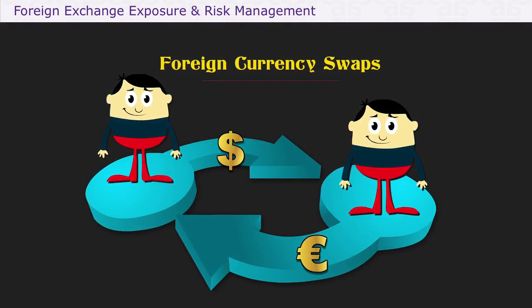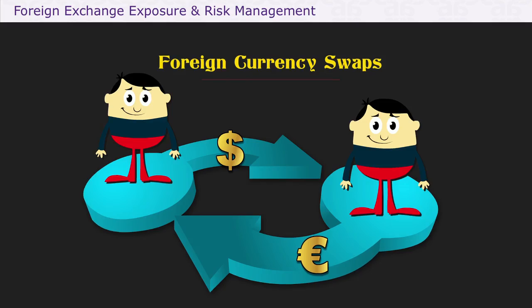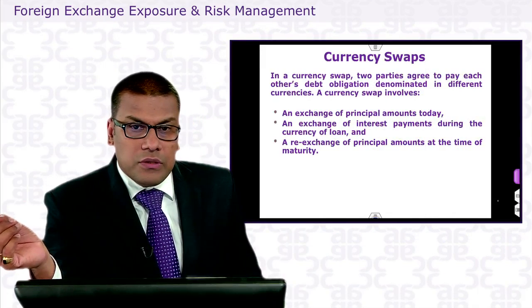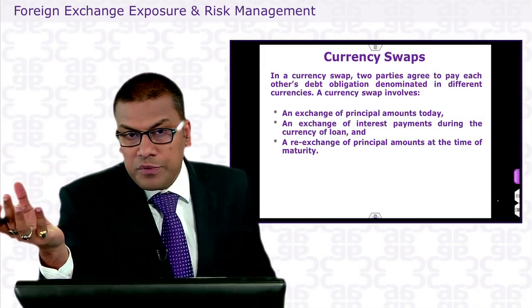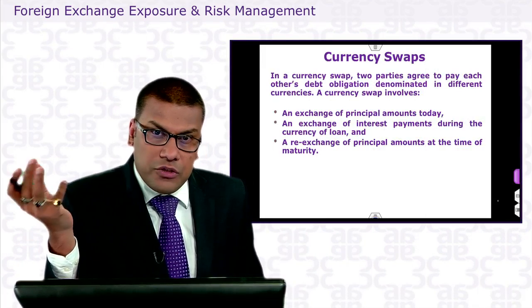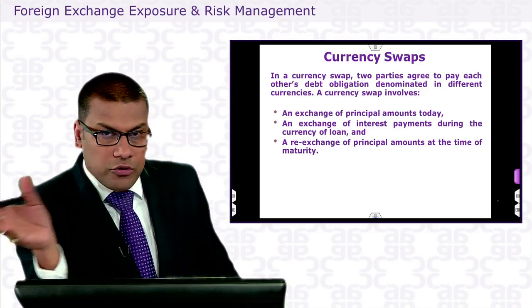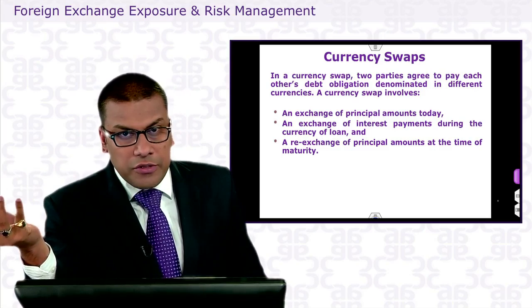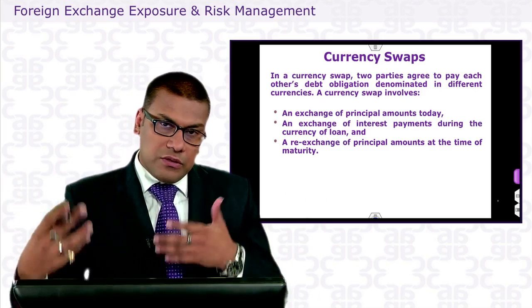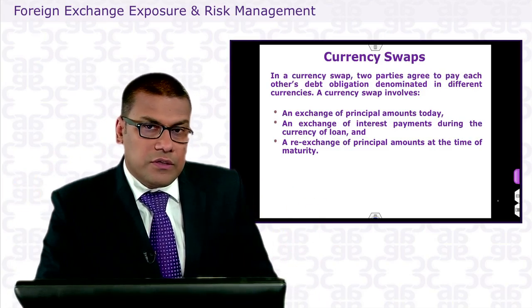In a currency swap, there are two parties who agree to pay each other debt obligations denominated in different currencies. It would involve an exchange of principal amount today, an exchange of interest payments during the tenure of the loan, and a re-exchange of principal amount at the time of maturity. So it's basically taking obligations for mutual benefit.